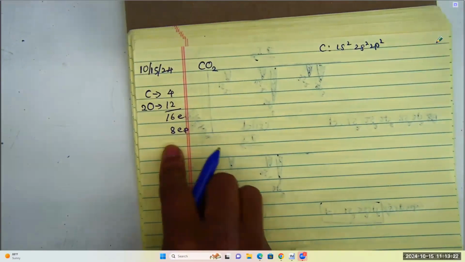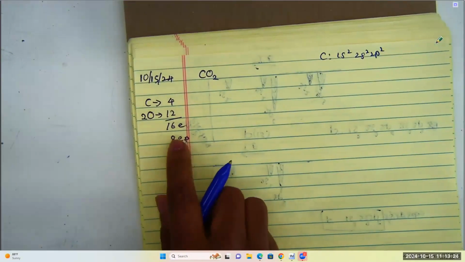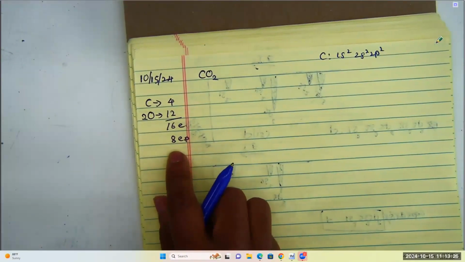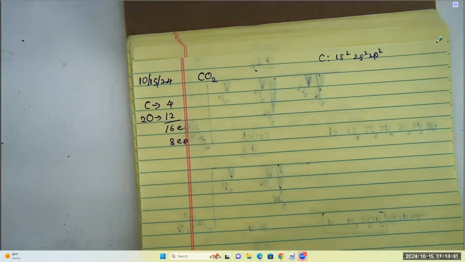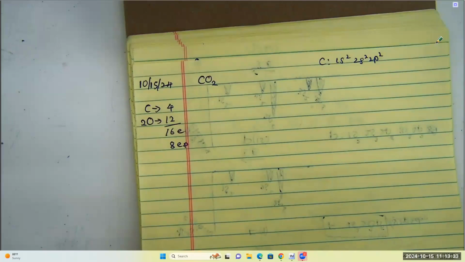So what did I do here? I divided 16 by 2 to determine the number of pairs of electrons I can have. We do that because it's easier to distribute pairs of electrons rather than individual electrons. That's the first step, counting the valence electrons.